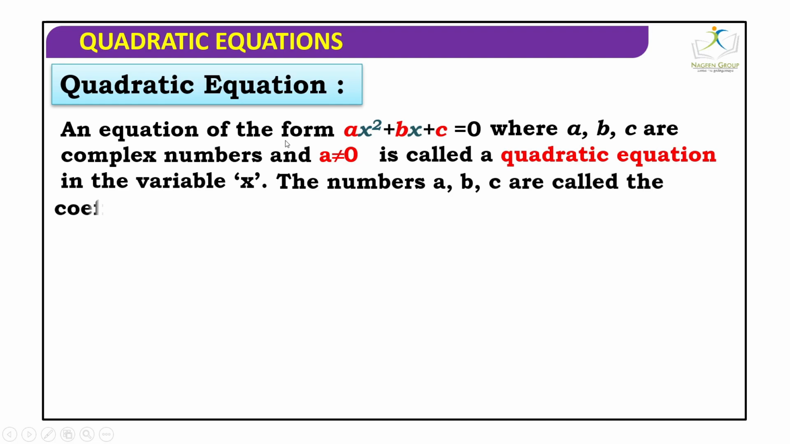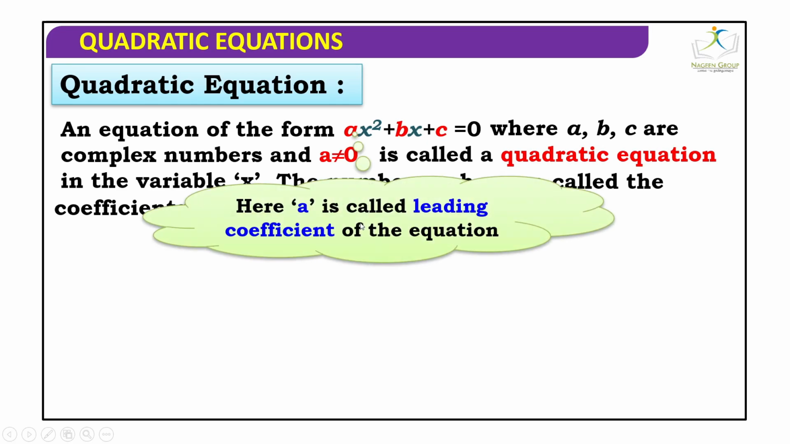Now, the numbers a, b, c are called coefficients. Here, with x square we have a constant, the constant is a, here b, and here c. So these a, b, c we call coefficients. Here, a is called the leading coefficient of the equation, meaning the one which is leading, the starting one.